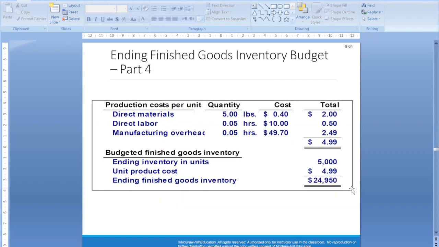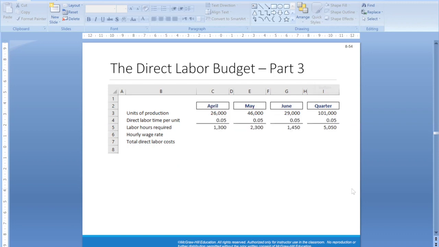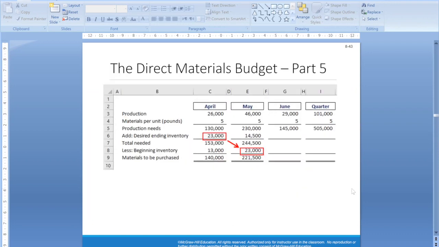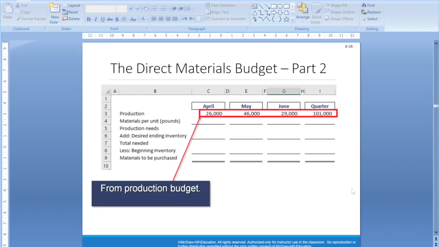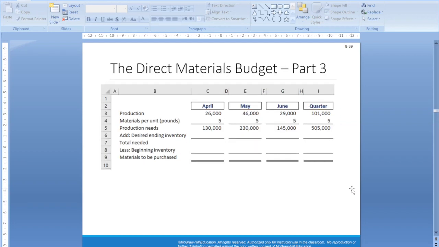So for the budgeted finished goods inventory, the 5,000 comes from where? Go back to the production budget. Look, for the production budget, at the end of the quarter, we have an ending inventory of 5,000 units, and we mean finished goods units here, right? So what is the cost of these 5,000?